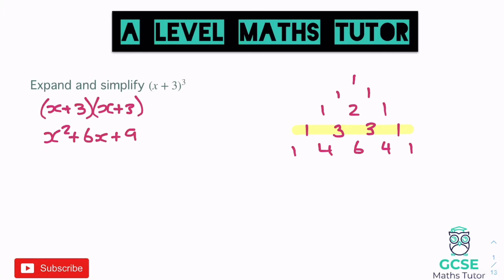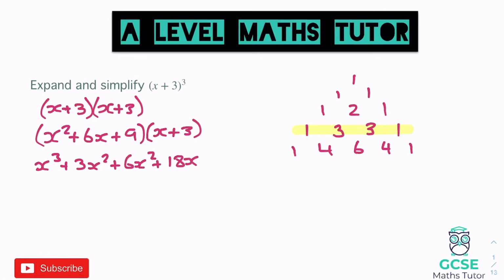And then we expand that by another x plus 3. There we go. And we do that, and we expand this all out. We get the x squared times x gives us x cubed. The x squared times the 3 gives us 3x squared, and then we go on to the 6x, and we just keep following this process. So 6x times x is 6x squared, the 6x times the 3 is 18x, 9 times x is 9x, and 9 times 3 is 27.